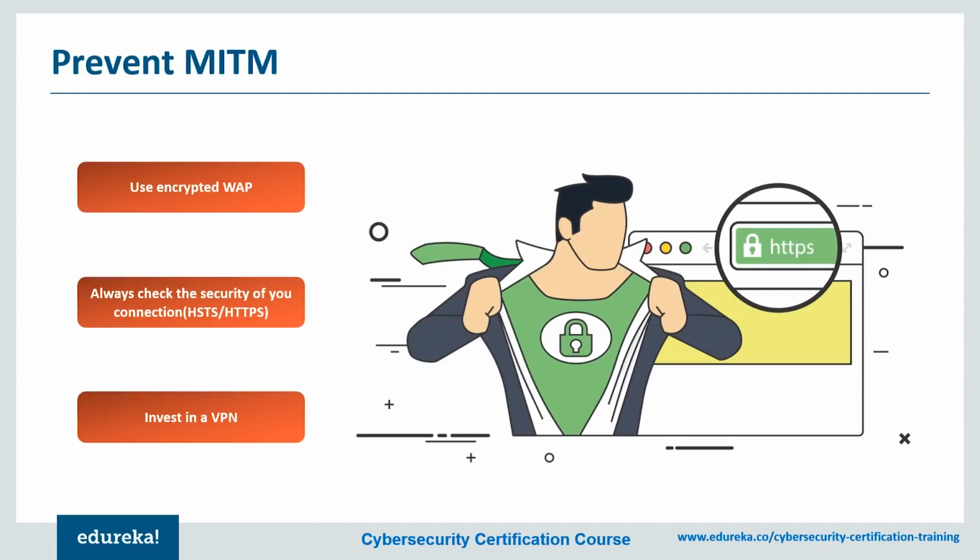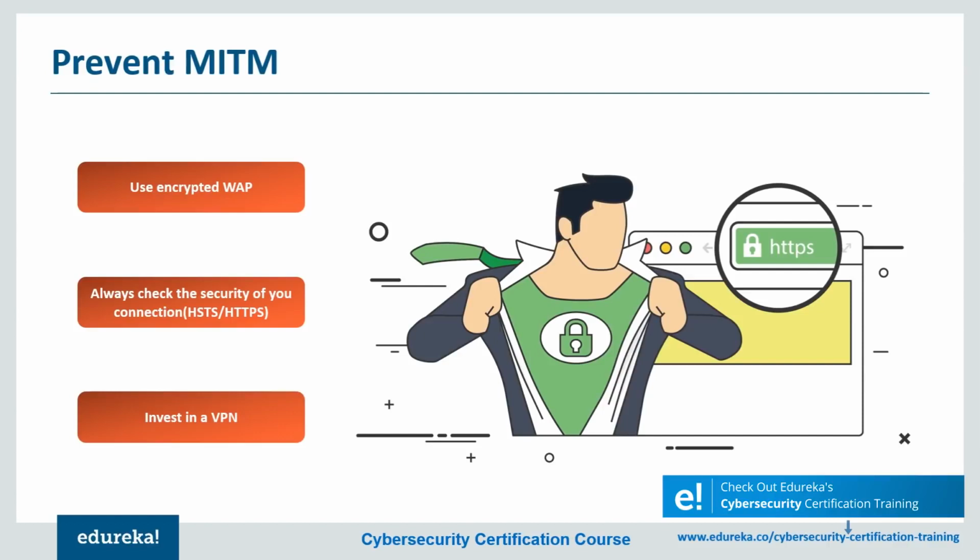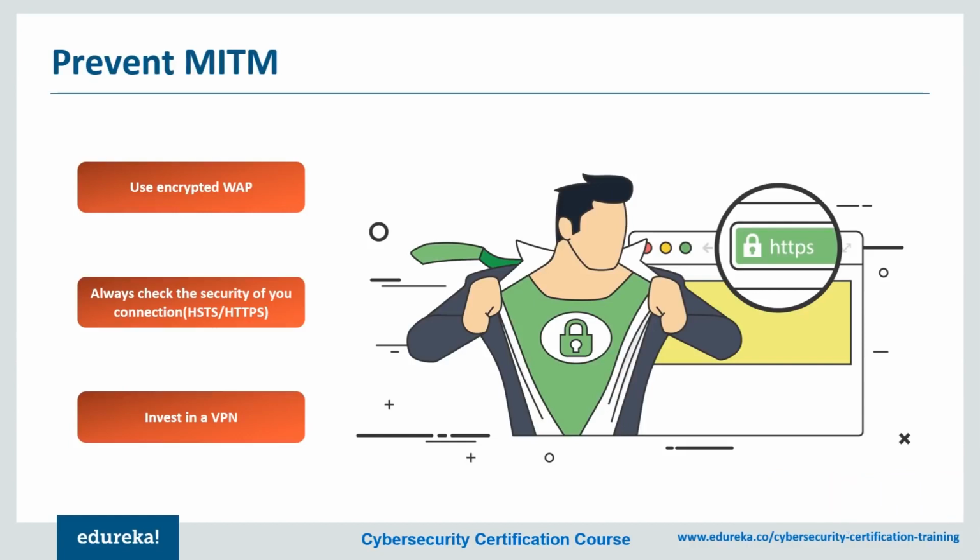Firstly, you have to use an encrypted WAP, that is, an encrypted wireless access point. Next, you should always check the security of your connection, because when somebody is trying to compromise your security, he will try to strip down the HTTPS or HSTS that is being injected in the website, which is basically the security protocols. So if something like HTTPS is not appearing in your website, you're on an insecure website where your credentials or your information can be compromised. And the last and final measure that you can use is investing in a virtual private network, which spoofs your entire IP, and you can just browse the internet with perfect comfort.